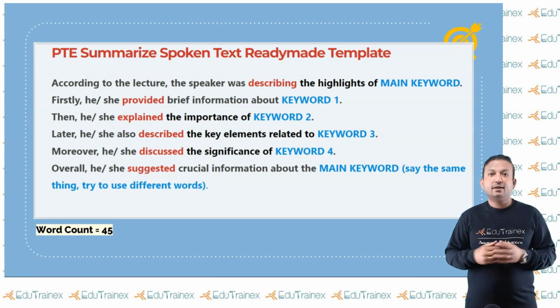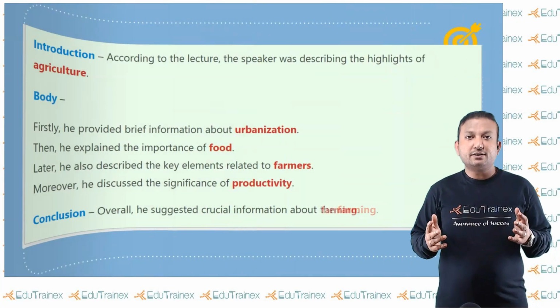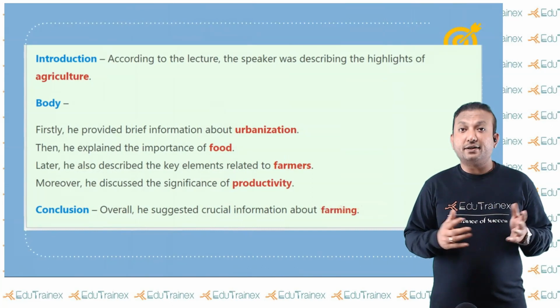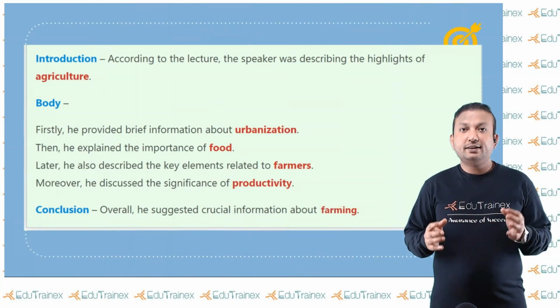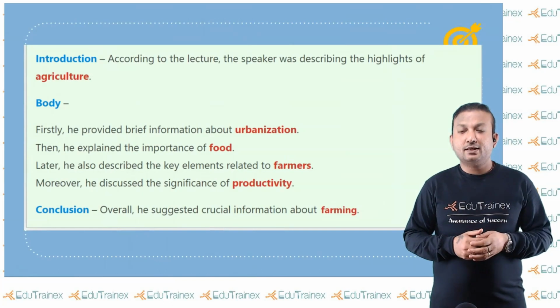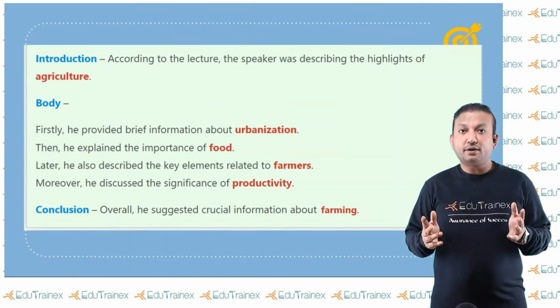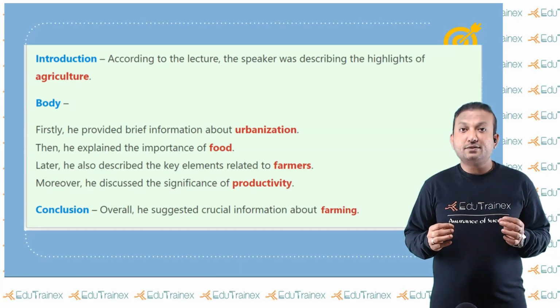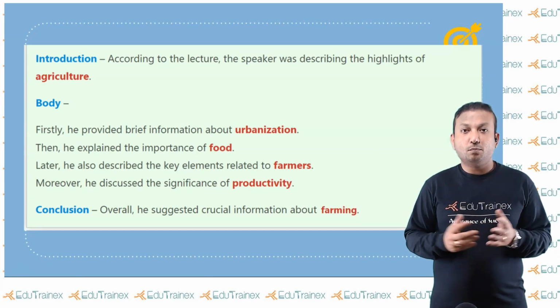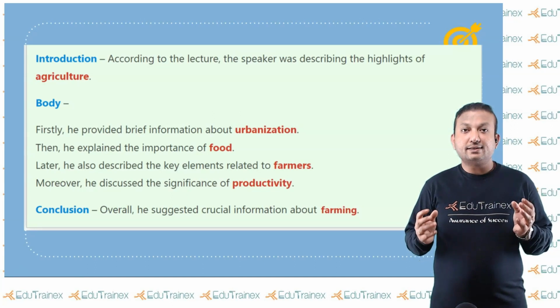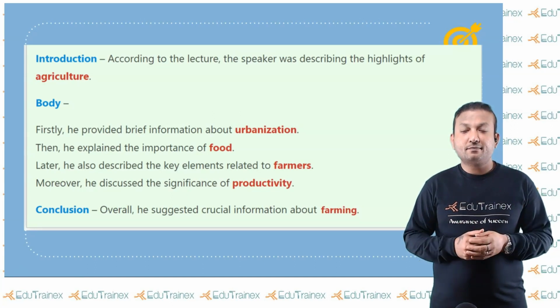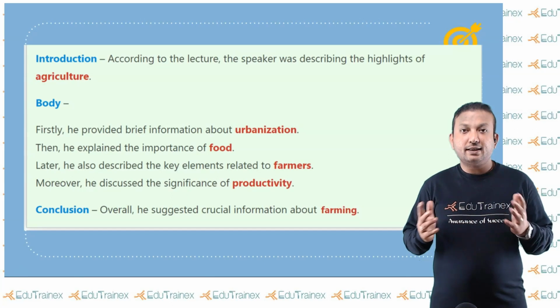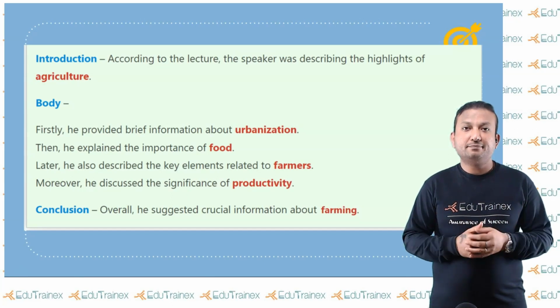Answer is, according to the lecture, the speaker was describing the highlights of agriculture. Firstly, he provided brief information about urbanization. Then he explained the importance of food. Later, he also described the key elements related to farmers. Moreover, he discussed the significance of productivity. And in conclusion, I said overall, he suggested crucial information about farming.